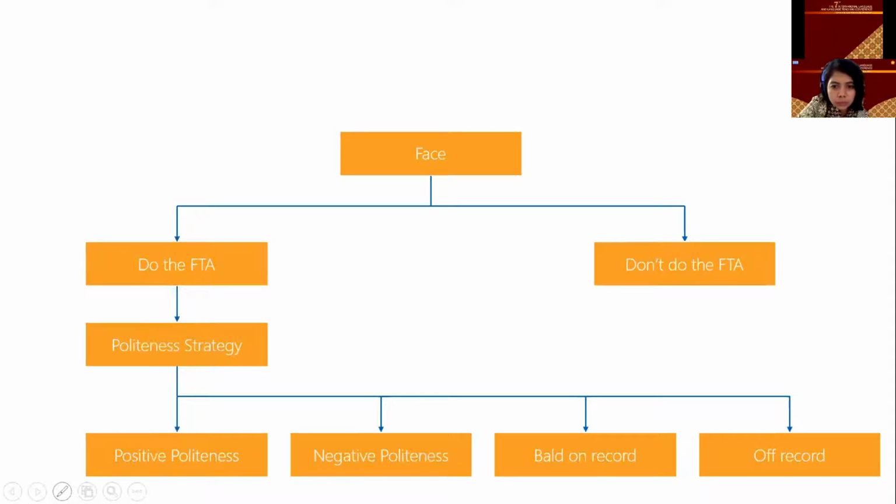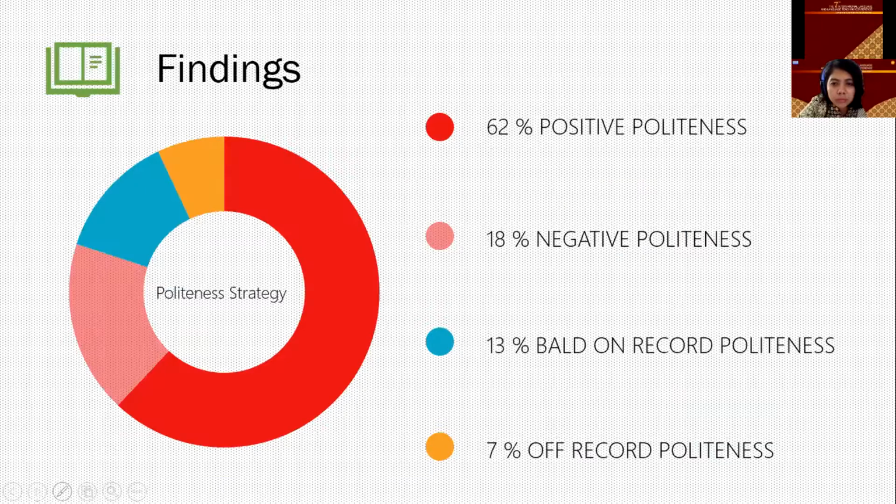The first one is positive politeness, then negative politeness, bold on record, and off record. And according to the findings, the highest strategy that Erin used in the movie is positive politeness, which has 62%, followed by negative politeness, 18%, and then 13% of bold on record politeness, and the lowest one is 7% of off-record politeness.